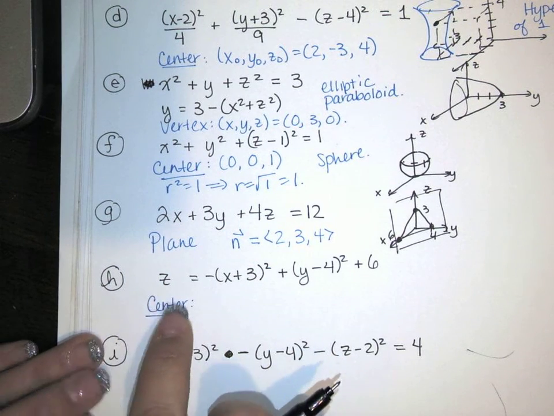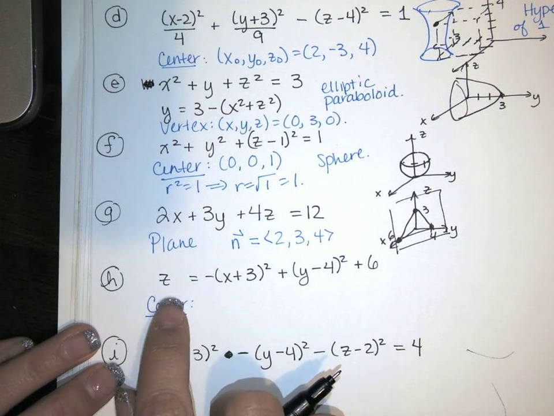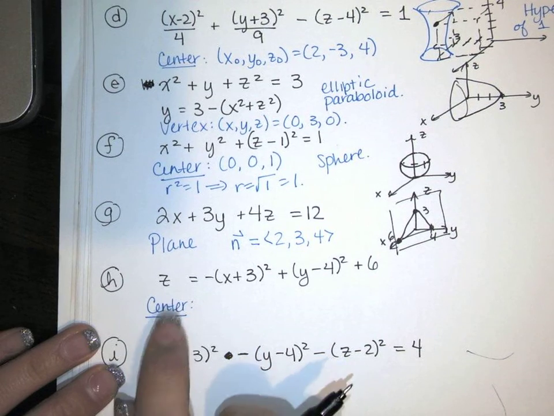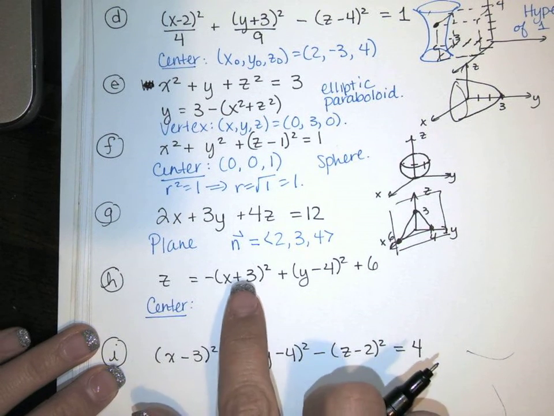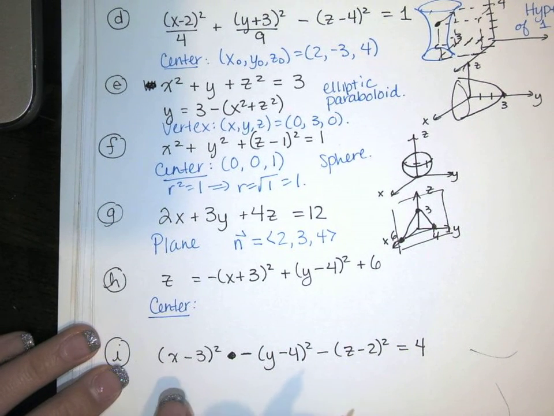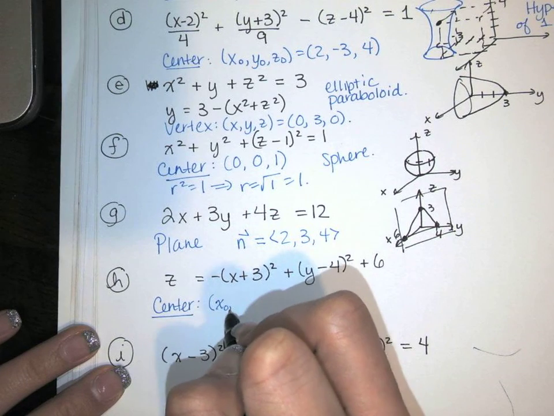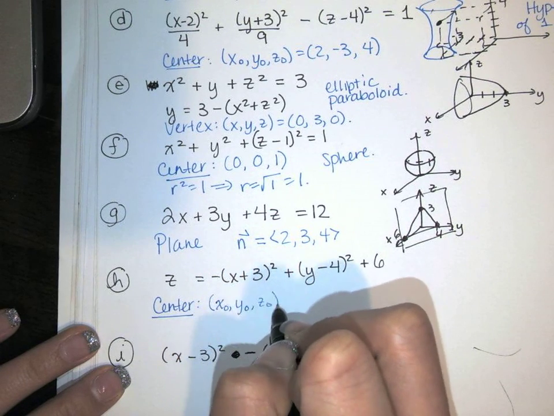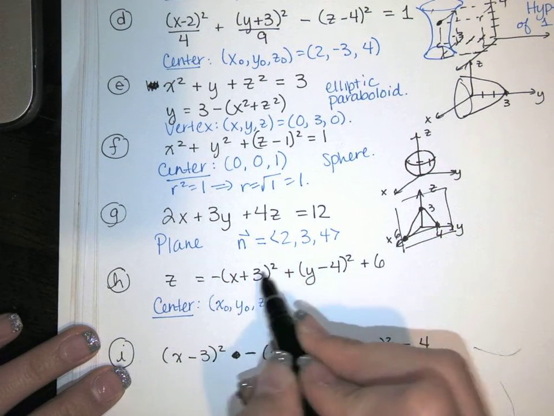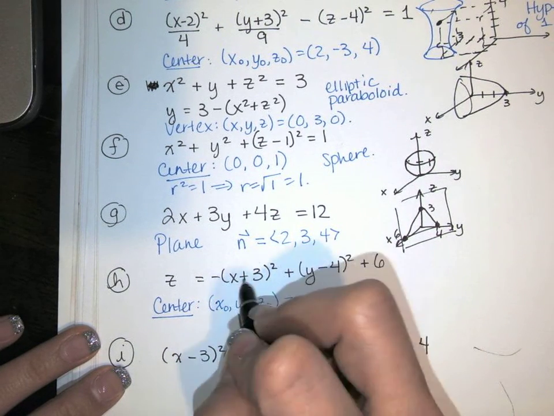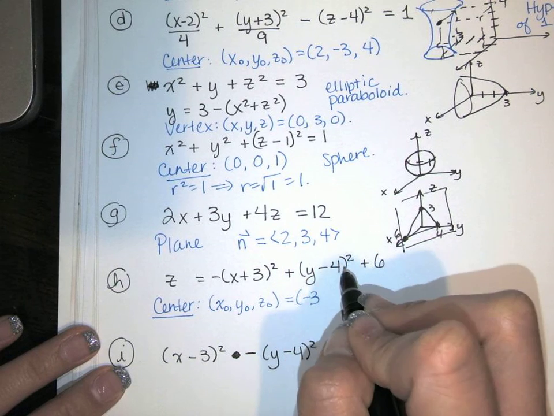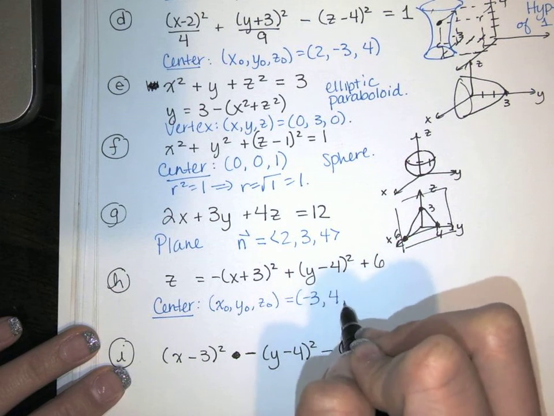When the variable is raised to the first, it's a little bit harder to figure out the center, because you can't just look in the parentheses and see. But it's actually not too bad if you think about it. For x naught and y naught, we're just going to take the opposite sign of what's there. So I see a plus 3, that's going to be a minus 3. I see a minus 4, that's going to be a plus 4.